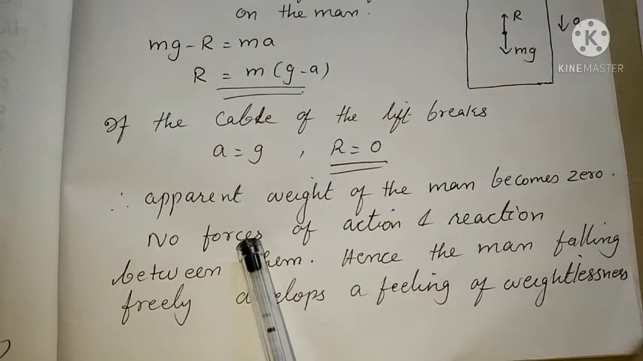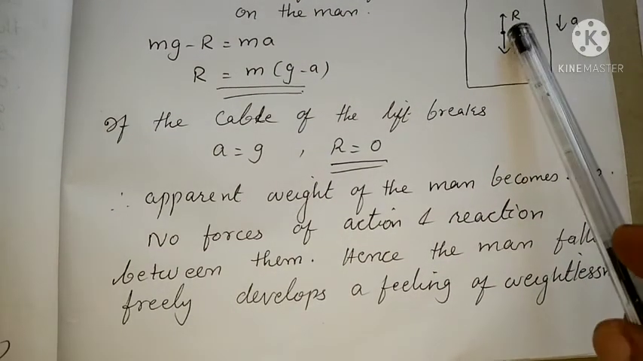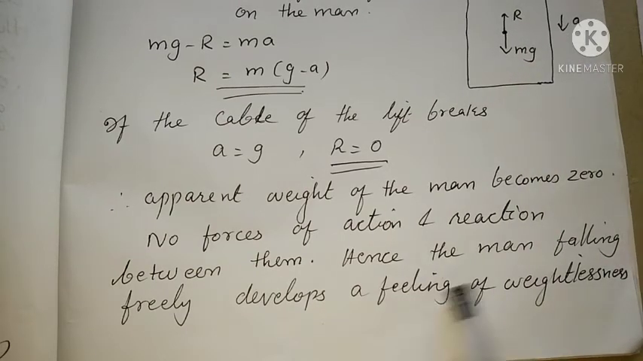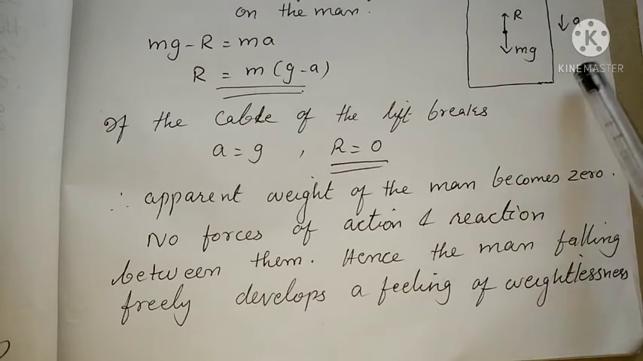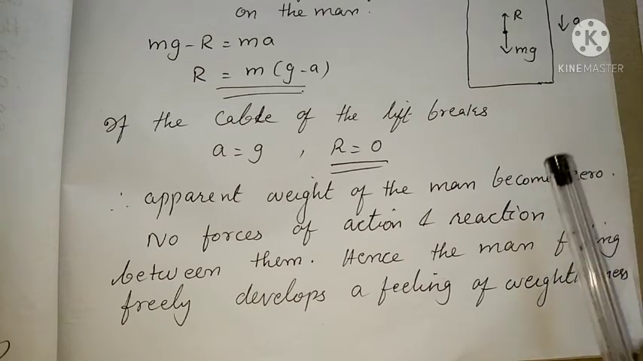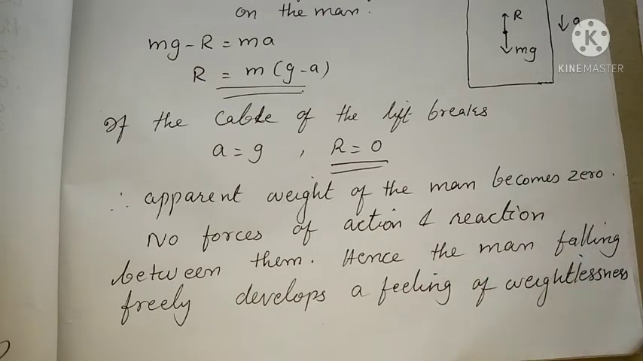So in this case, no force of action and reaction between the body and the floor. Hence, the man falling freely develops a feeling of weightlessness. So, when the cable of the lift breaks, then the lift moves downward with free fall. In that case, the man falling freely along with the lift develops a feeling of weightlessness.